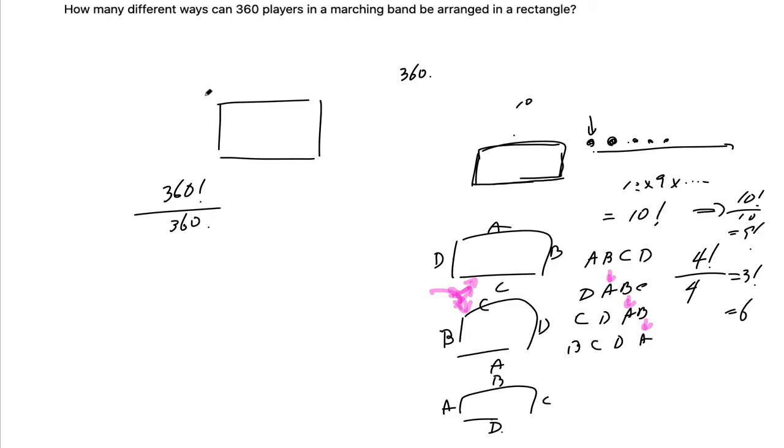However, if you have to treat it more like a straight line, and that's what they mean, it's just 360 factorial. In a straight line, like a marching band, there are 360 factorial different ways to rearrange the 360 people in a straight line.